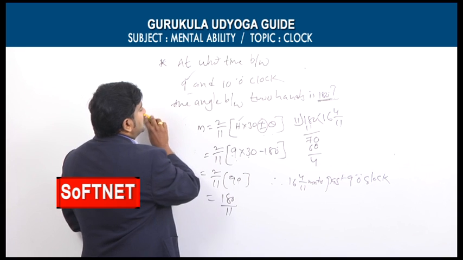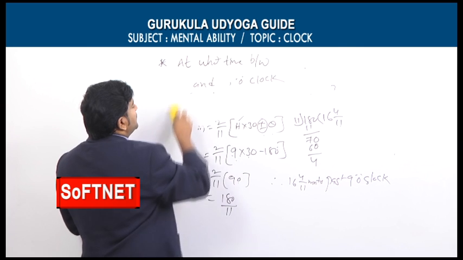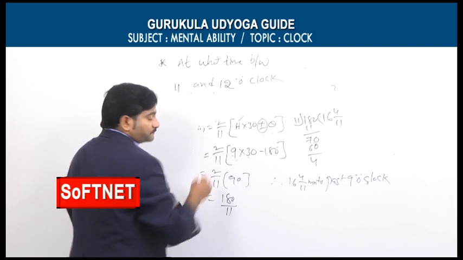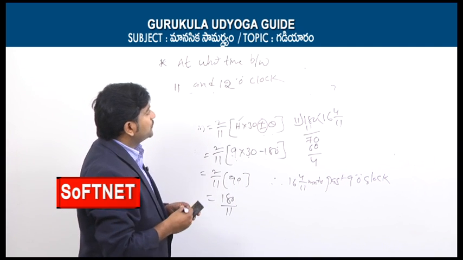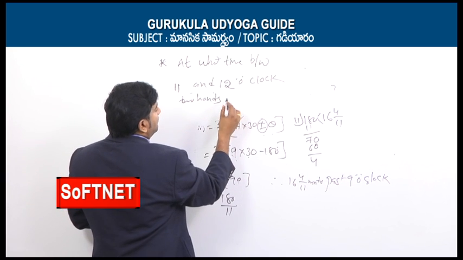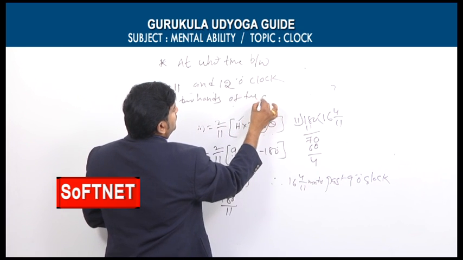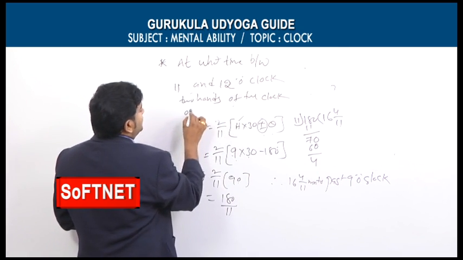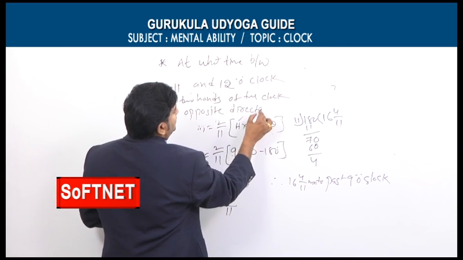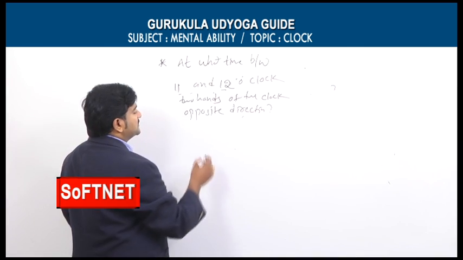Instead of saying angle between, he may mention it like this also. For example, at what time between 11 and 12 o'clock do the two hands of the clock point in opposite directions? The way of asking the question is different, but the concept is the same. Again, we need to focus on that note. So just focus on this simplification.